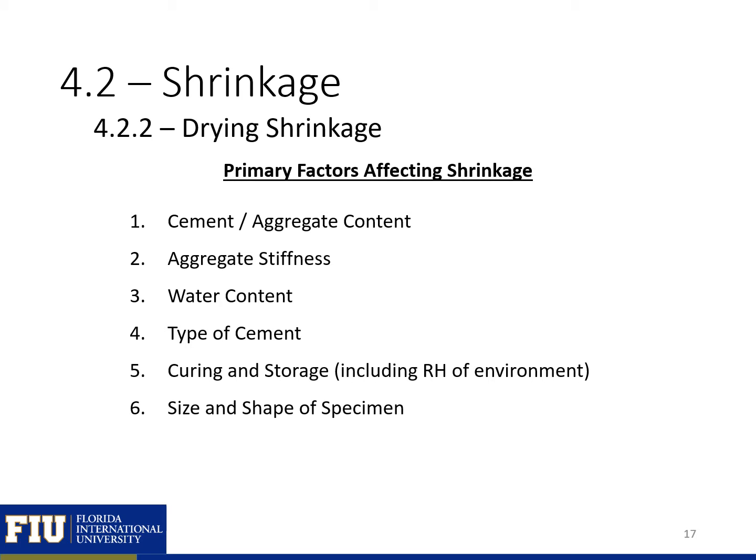Now that we're done looking at the mechanism for shrinkage, we can look at the primary factors that will affect shrinkage. Shrinkage will be affected mainly by the cement and aggregate content, the aggregate stiffness, the water content, the type of cement, the curing and storage of the concrete specimen, including the relative humidity of the environment, and then finally the size and the shape of the specimen.